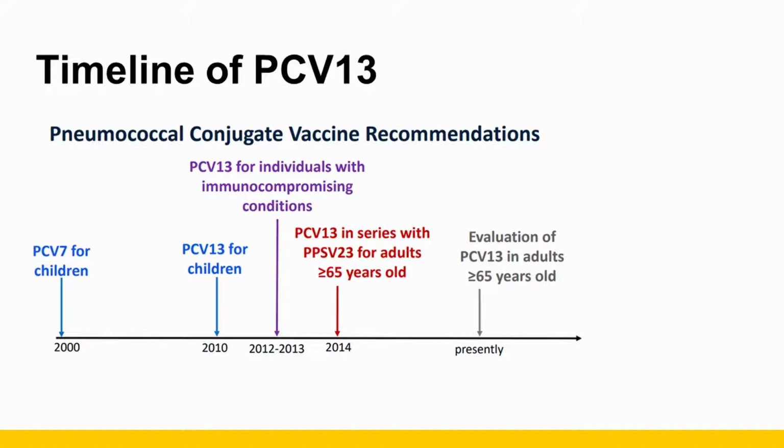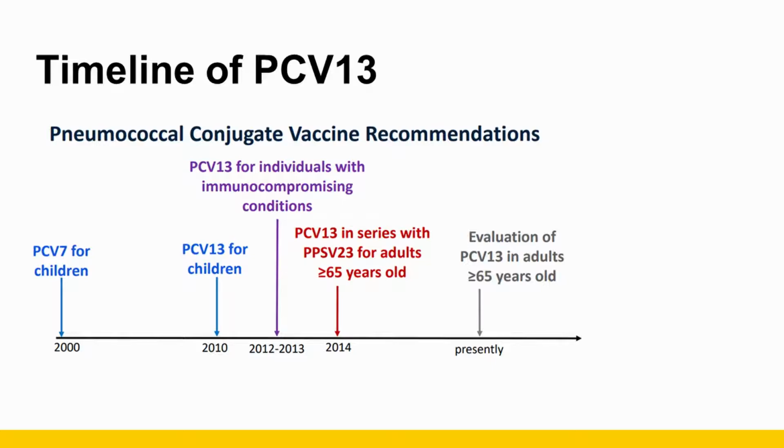And PCV13, you might recall, back in about 2014, a recommendation was made that we should give all adults 65 and older a dose of PCV13 in series with the older pneumococcal vaccine, the PPSV, the polysaccharide vaccine 23, which we've been giving for many, many years, commonly known as Pneumovax.